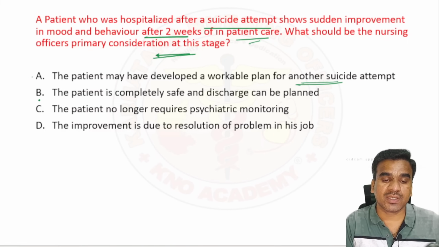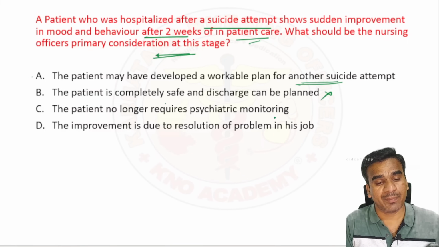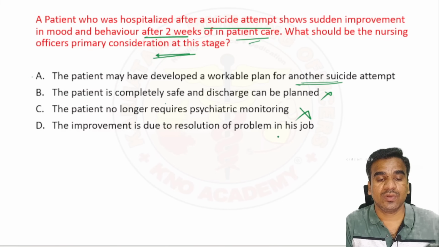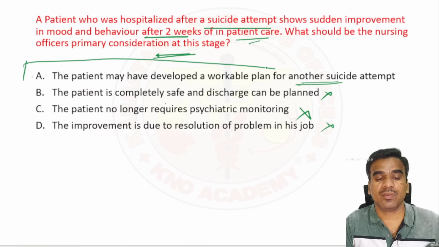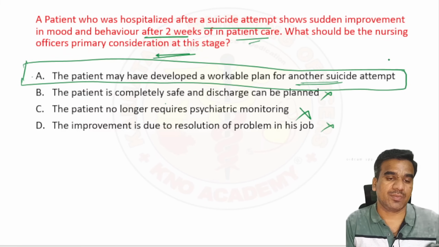The patient is completely safe? No, this cannot be said. The patient no longer requires psychiatric monitoring? Yes, he requires it, so this is a wrong answer. The improvement is due to resolution of problems in his job? No. So the right answer is: the patient has developed a workable plan for another suicide attempt. So that is the right answer.